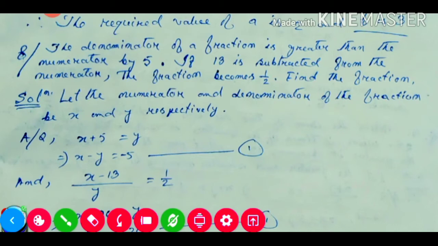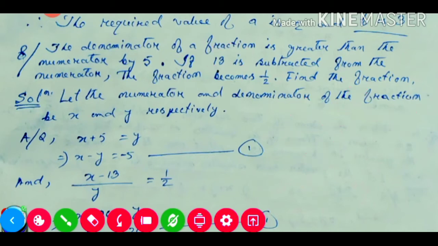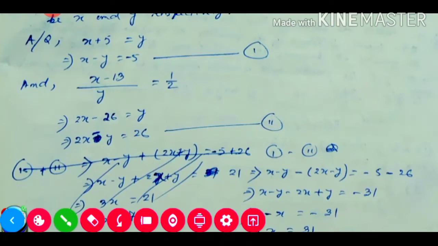Now the condition number 2 of this question is: if 13 is subtracted from the numerator, the denominator remains the same, no subtraction or addition is given there, and the fraction becomes 1 by 2, means half. Now we will do cross multiplication. If you cross multiply, 2 into x will be 2x, minus 2 into 13 will be 26, and y into 1 is equal to y only.